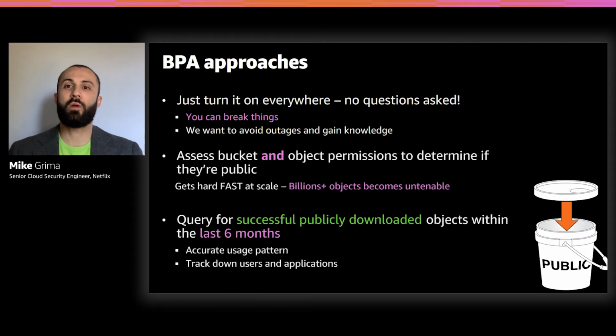What if I could query an access log to determine if in the last 6 months we had successfully publicly downloaded objects? So if someone downloaded an object successfully without authentication, then that would imply that this object was downloaded publicly. So this is a great pattern because you can not only get a very accurate usage pattern, but this will also allow me to track the users and the applications that are placing the objects into the buckets, so I can actually investigate to see if that's supposed to be the case.